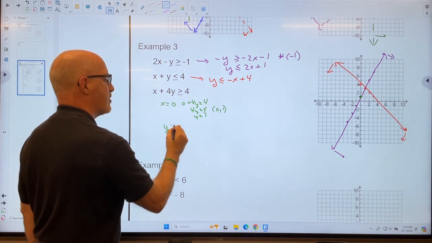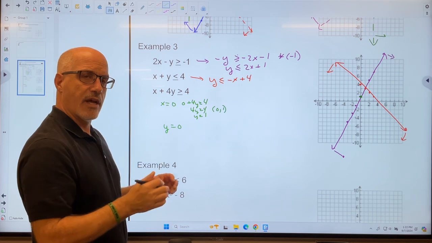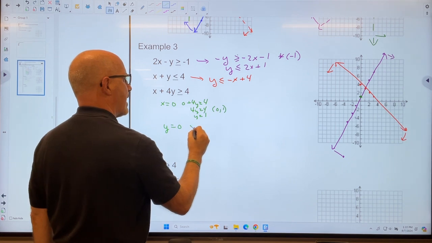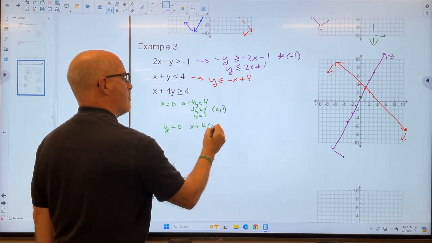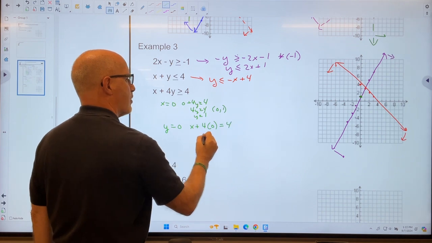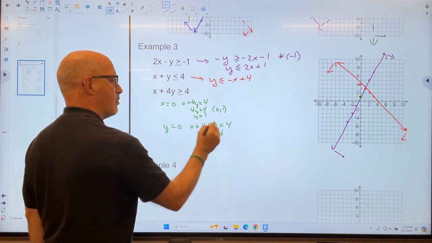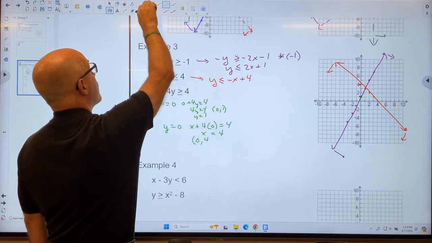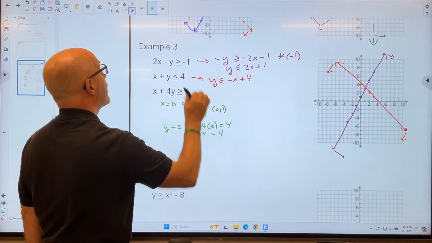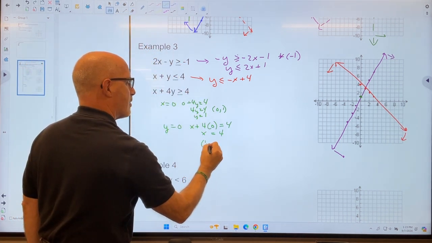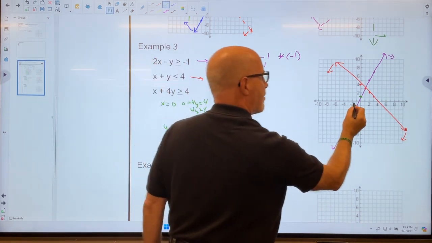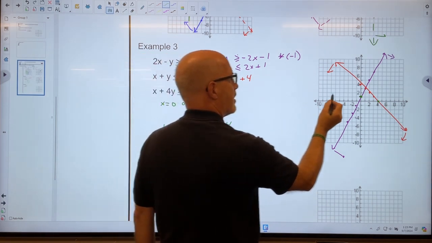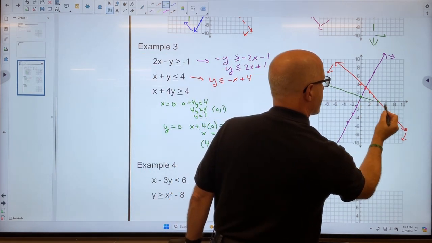Well, I could do the x-intercept by putting in y equals 0. This is why it's called graphing by intercepts. So you put in y equals 0, you get x plus 4 times 0 is equal to 4. So x is just going to equal 4 because 4 times 0 is equal to 0. So we're going to have the ordered pair 0, 4. I'm sorry, 4, 0. X is 4. So 4, 0. Let's go ahead and plot that point, it's right there. Okay, and this is also going to be a solid line, so it's going to go straight through those 2 points.